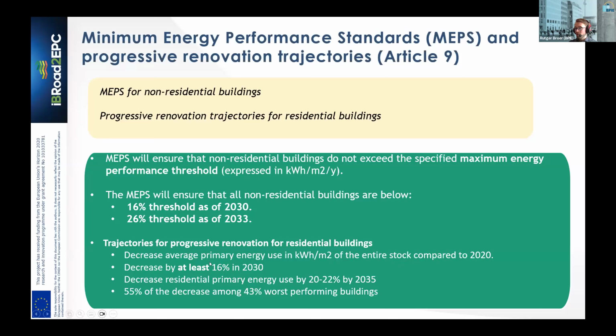The average primary energy use should be decreased by 16% in 2030 and then 20 to 22% by 2035 for residential buildings. And here the Commission and the European institutions, the Council and the Parliament, have recognized the importance to really tackle the worst performing buildings because these buildings are basically leaking and a lot of energy gets lost there. So 55% of this average primary energy use decrease should be achieved among the 43% of the worst performing buildings.